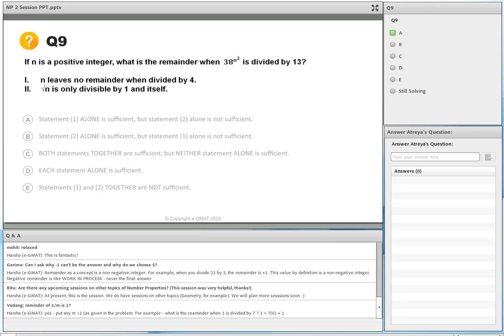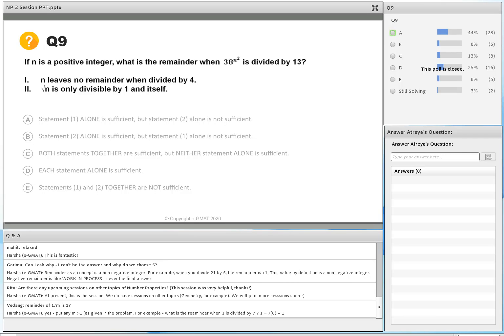All right, let's look at the answer for this question. Last 5 seconds. If you have not marked the answer, guys, please mark it. I request all of you to please mark the answer. 3, 2, and 1. I'm going to end the poll and let's broadcast the results.